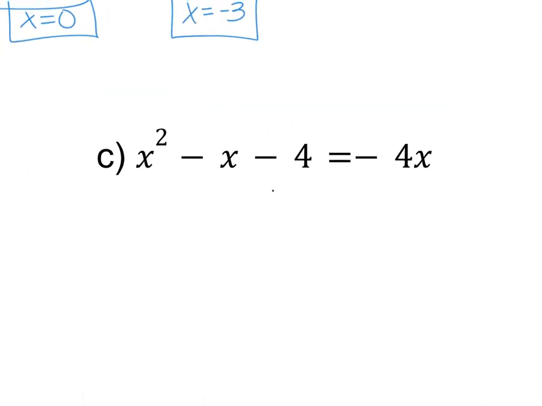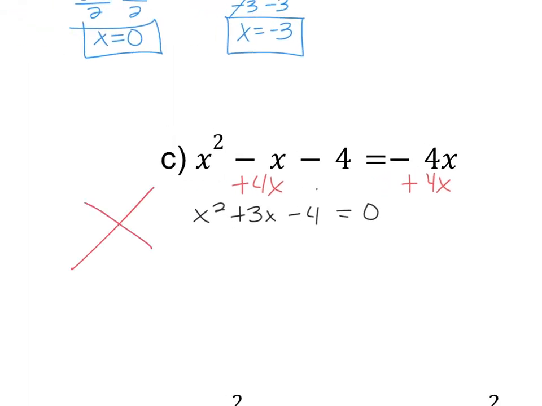All right, again, we have that same problem that the 0 is not on one side, so I need to move this negative 4x over, so I'm going to add it. And that ends up giving me x squared, negative x plus 4x is positive 3x minus 4 equals 0.